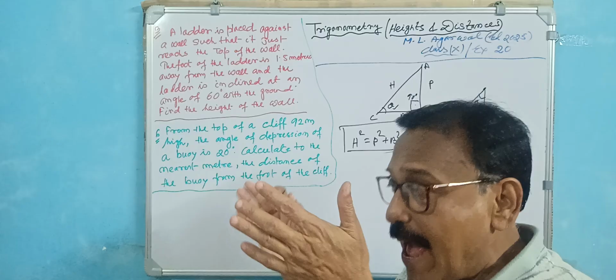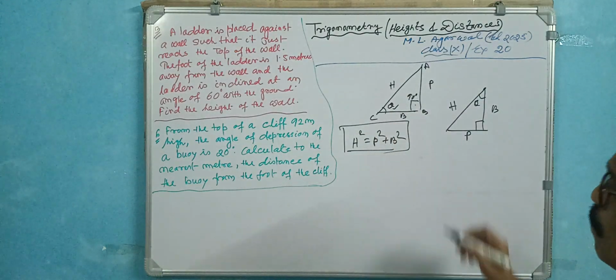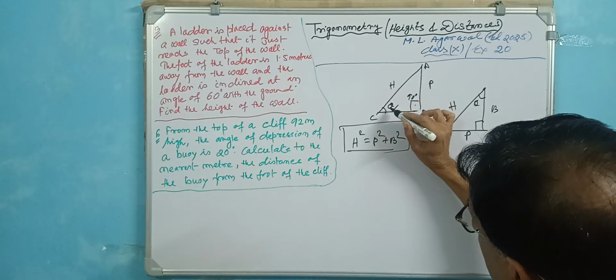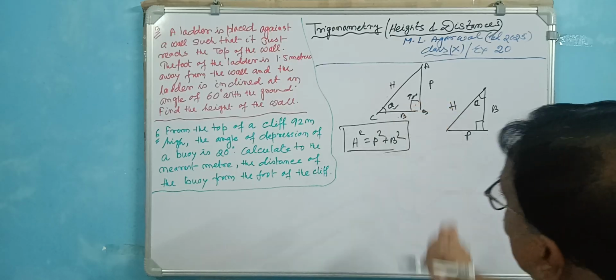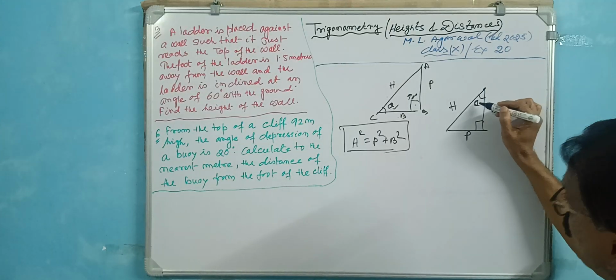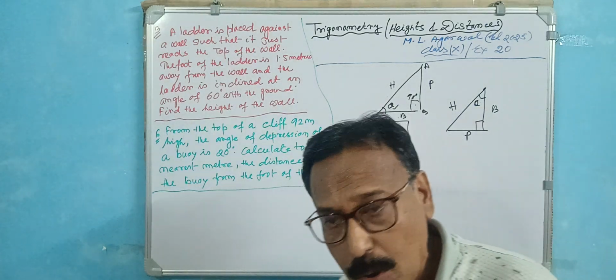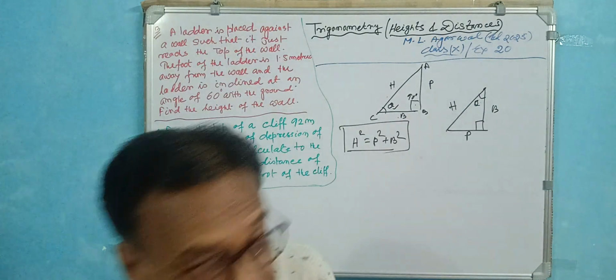Theta is the angle between the base and hypotenuse. So opposite to theta is always the perpendicular. Is that clear to you? No problem. That is the basic thing.